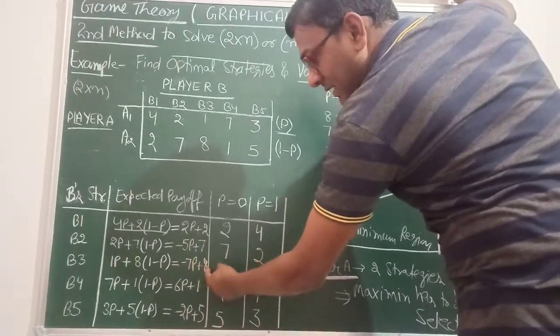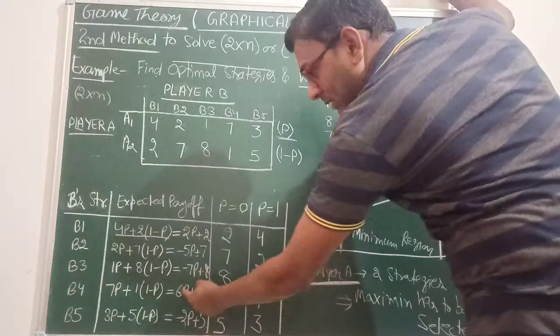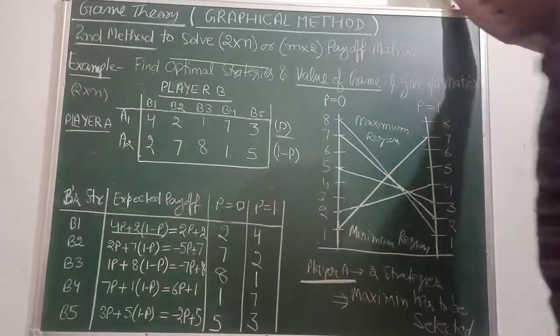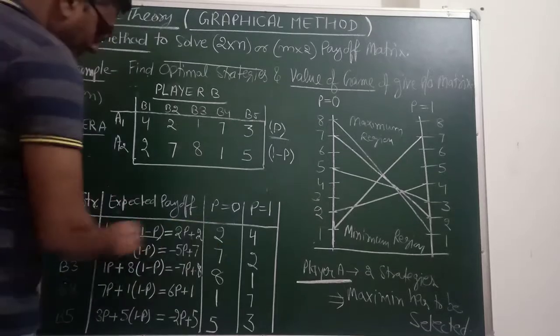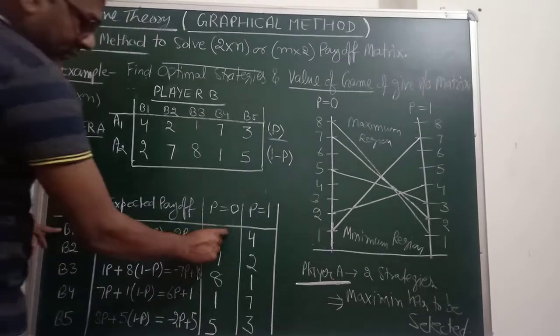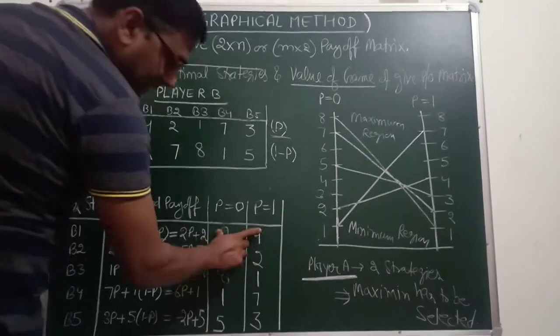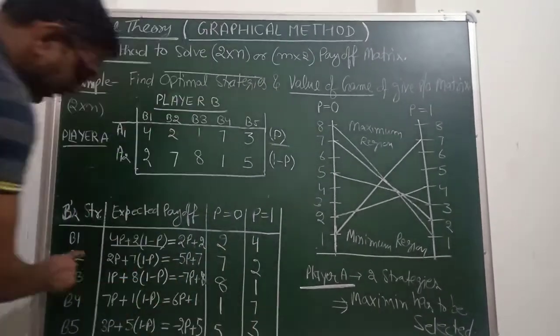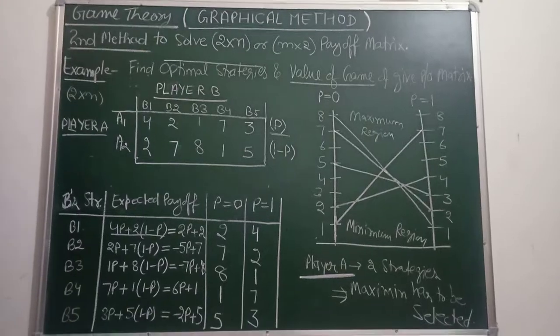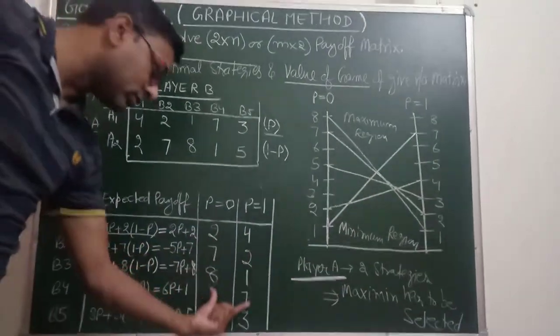Minus 7P plus 8 means minus 7 plus 8, and similarly 7 and 3. So these are the expected payoff matrix. These are the probability of utilization of B1 if P is 0, and the value is 4 if P1 is 4. Similarly, we have calculated the values for different strategies for P1. Now we have to plot these values on the graph.